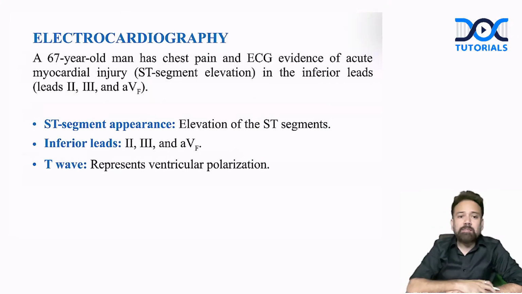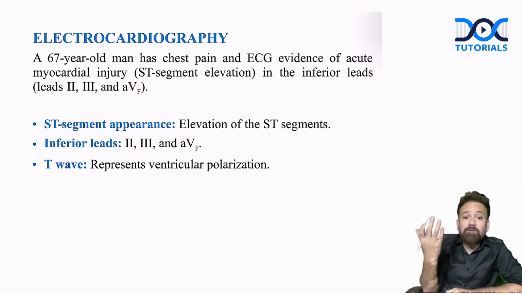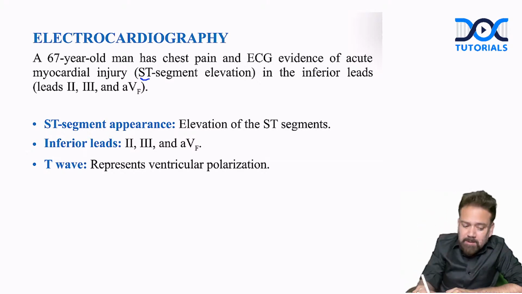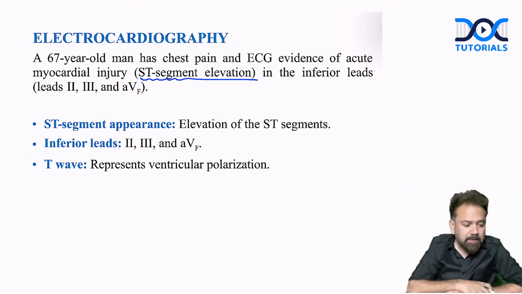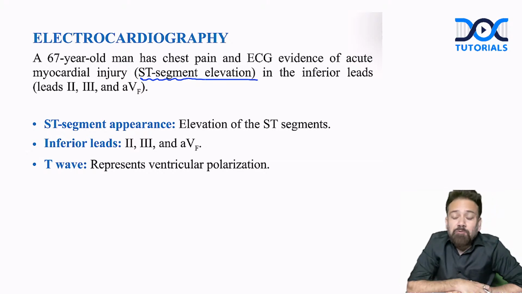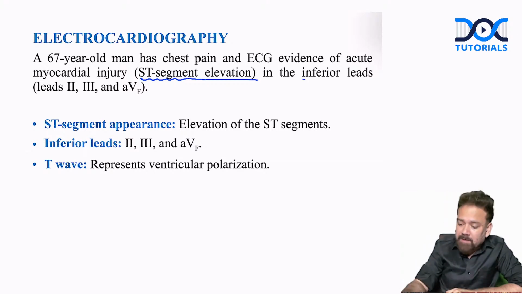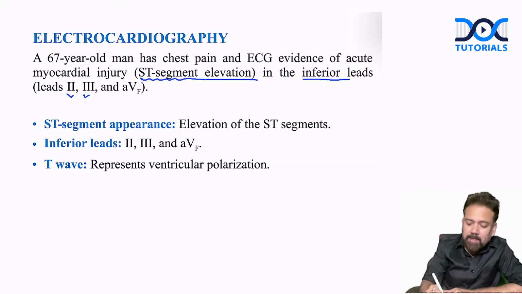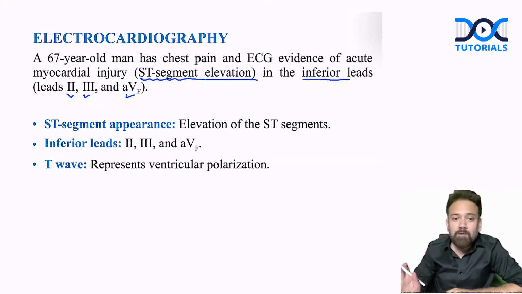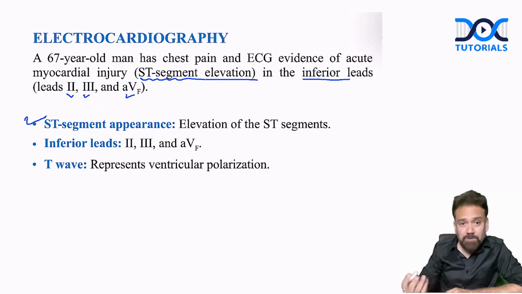So as we have discussed in this case, the 67-year-old man has chest pain and ECG evidence showing acute MI. So what change is very, very common? It is ST segment elevation, which can be because of MI. And the leads, because it is inferior, are lead 2, lead 3, and lead AVF. Clear? So the ST segment change will be elevation of the ST segment. Leads can be lead 2, 3, and AVF.